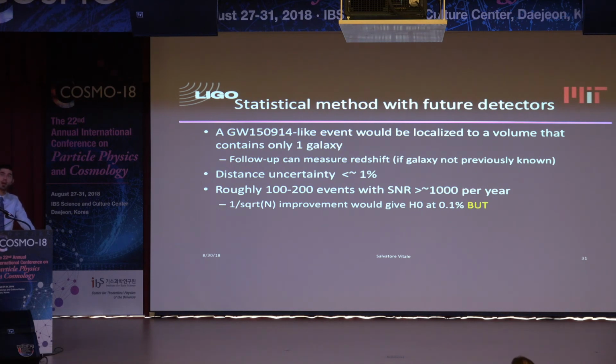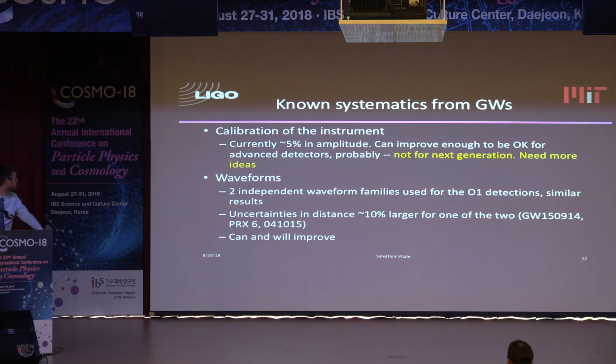What are our systematics? Because we all know the systematics we get from the electromagnetic side. I said we don't share any of your systematics, which is true. I don't use the cosmic ladder, I don't use a standard ruler. But that doesn't mean we don't have our own systematics. The main ones I think we should keep in mind are two.